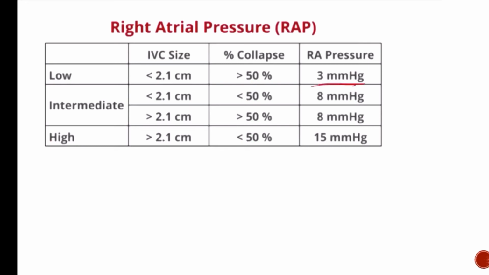If it is less than 2.1 but has less than 50% collapse, that is estimated at 8. The same goes for if it's greater than 2.1, so a big dilated IVC, but there's greater than 50% collapse, so a lot of respiratory variation. That's also going to be estimated at 8 millimeters of mercury. And lastly, a big dilated IVC that does not have respiratory variation, that right atrial pressure is going to be 15 millimeters of mercury. So this is what's used to estimate right atrial pressure in echo and calculations.